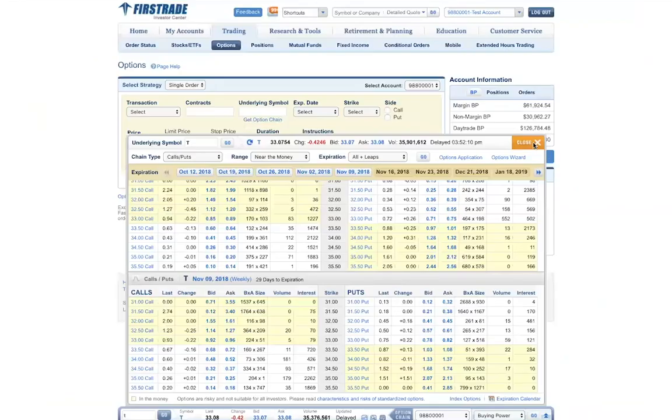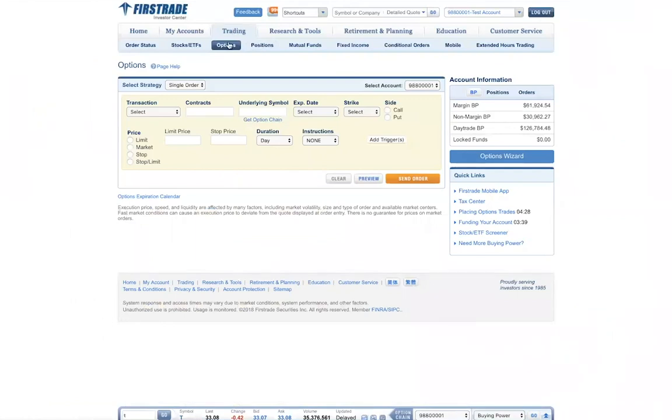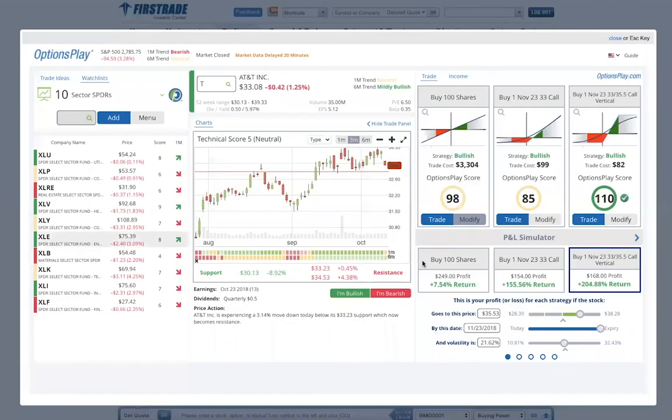You can launch it by going to the trading tab. Under the options trading tab, you can click on a button here on the right that says Options Wizard. When you click on that, that's going to launch Options Play. And this is a free tool available to everyone so that you can better analyze option strategies.